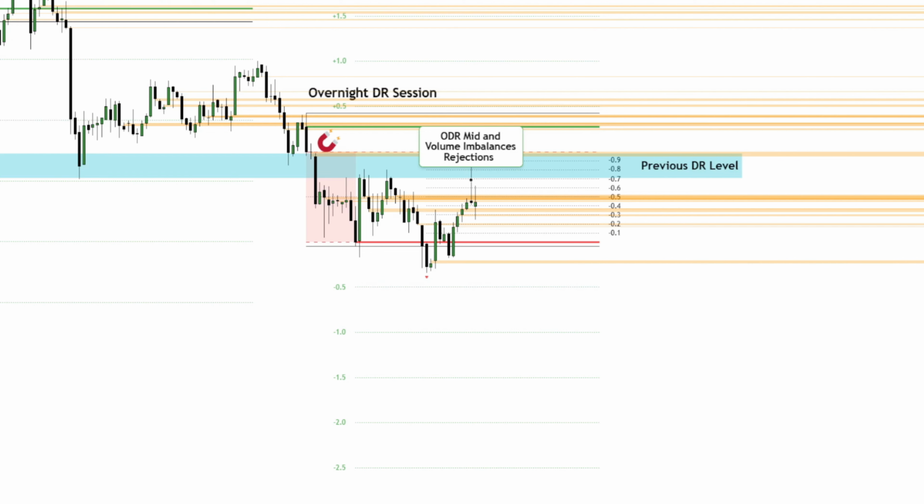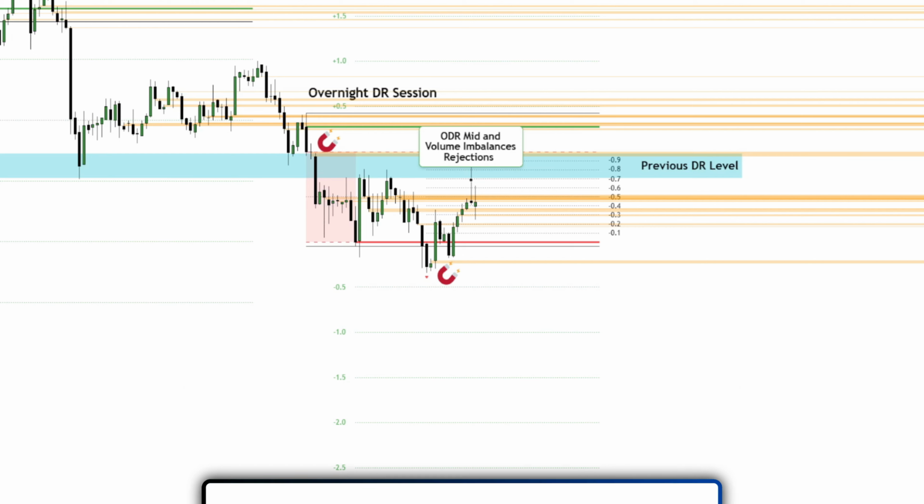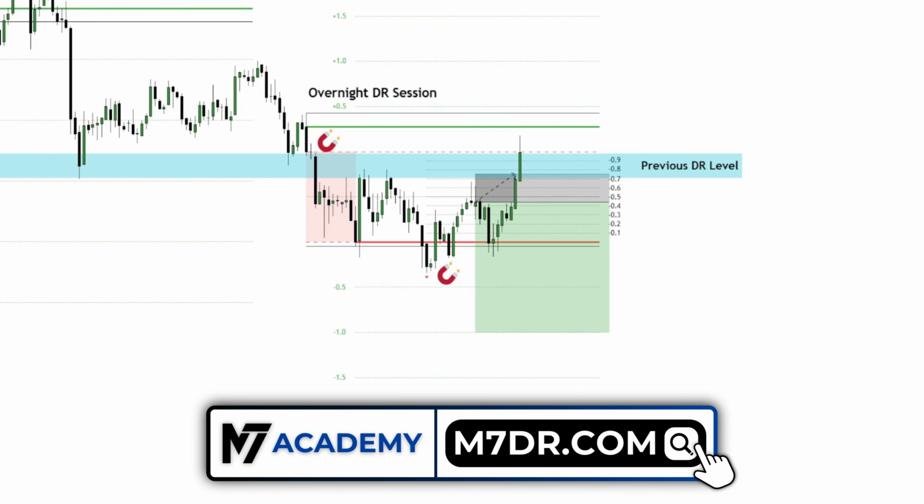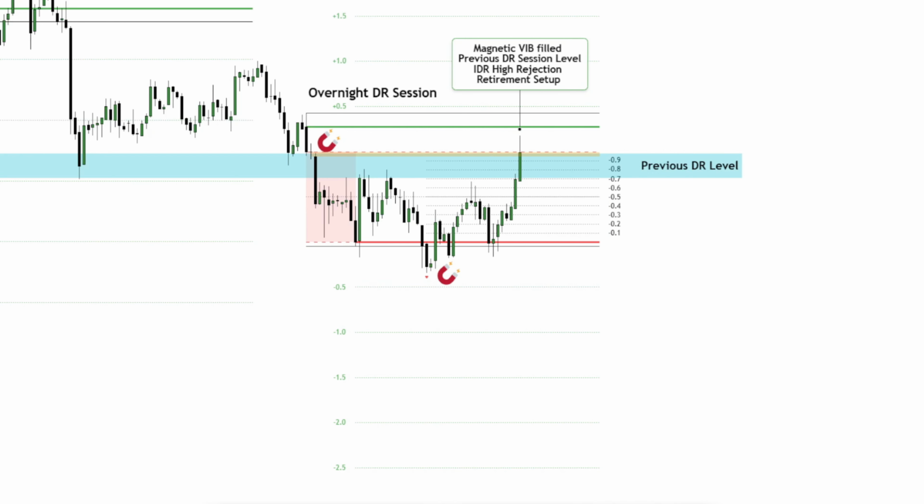At the same time, we have an open magnetic volume imbalance right at the recent lows. This sets up a valid short entry with stops just above the lower boundary of that previous DR session level. Unfortunately, price pulls back and stops out the position, but immediately offers something even better. The textbook retirement setup unfolds.